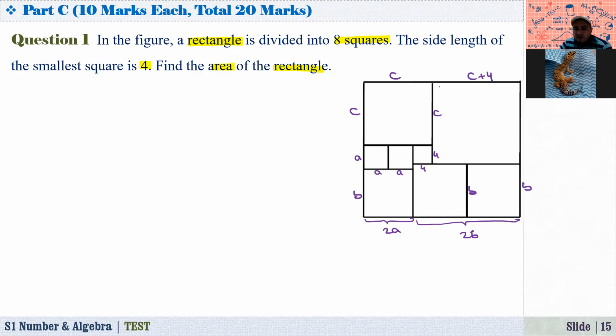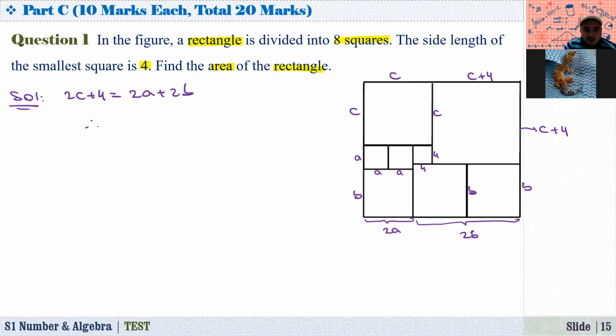Since a rectangle, top and bottom, they must be the same, right? And what is this side actually? This side is C plus 4. Also this is C plus 4, right? So C plus 4, it is A. Okay, good. So let me just write here. Since the rectangle's opposite sides are equal, top, it is 2C plus 4. Bottom, it is 2A plus 2B.